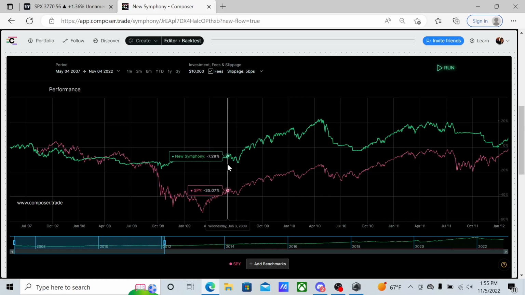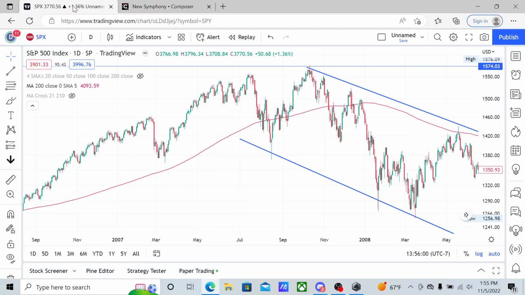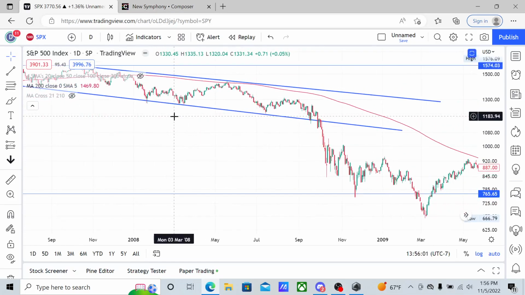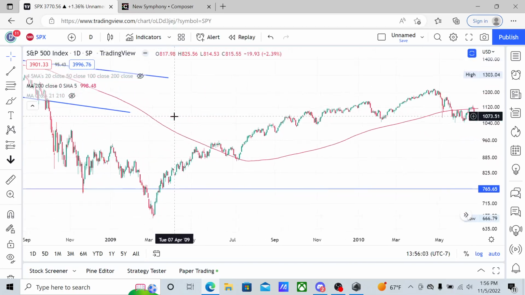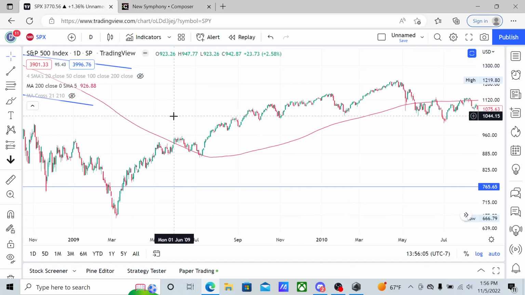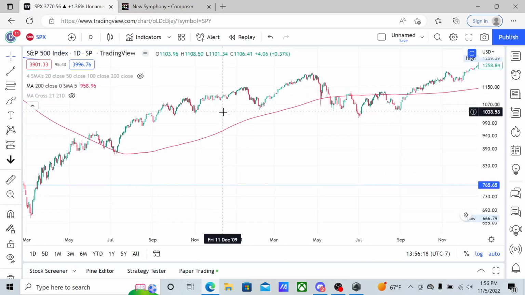And then you can see right here, the strategy picks back up, and that's probably right about where the SPY closed back above its 200-day moving average. So that's June 2009. I think we saw that earlier. So let's fast forward through the crash. Yeah, so here we are right here. June 2009, you can see the S&P 500 closed above its 200-day, retested, bounced off, retested again, bounced off, and then continued its next leg up.